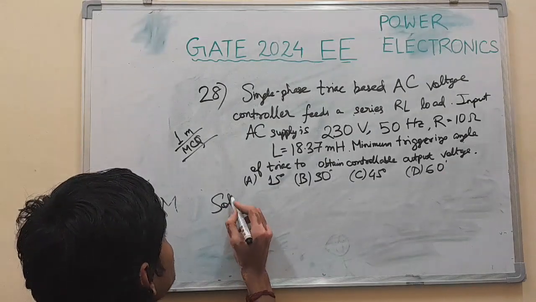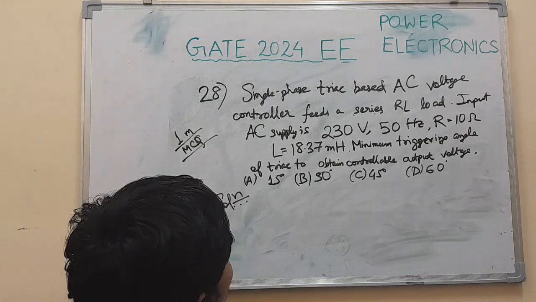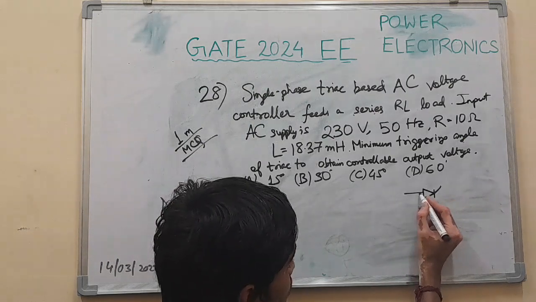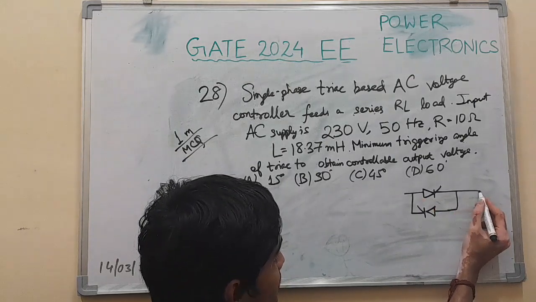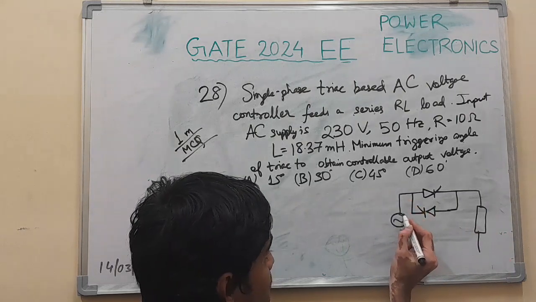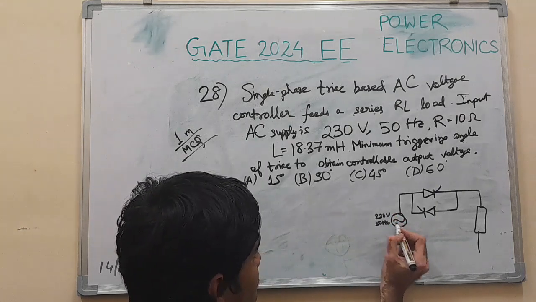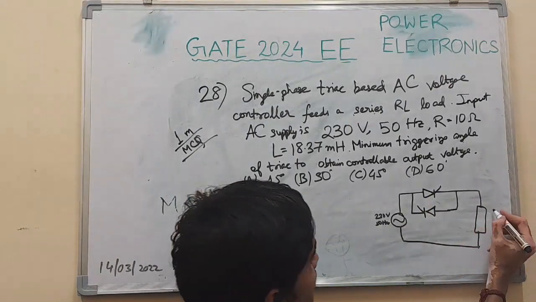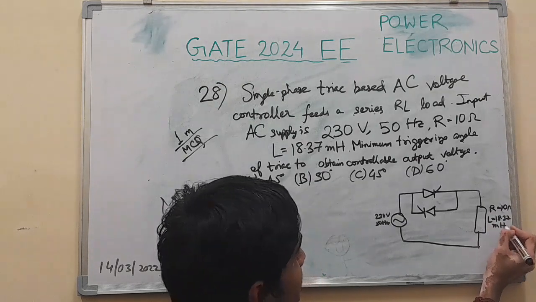So let's move to the solution. The solution is pretty simple. A single phase triac based AC voltage controller looks something like this. There are two SCRs connected in anti-parallel. This is the load, and this is the source, 230 volt, 50 hertz. The load is R equal to 10 ohms and L equal to 18.37 millihenry.